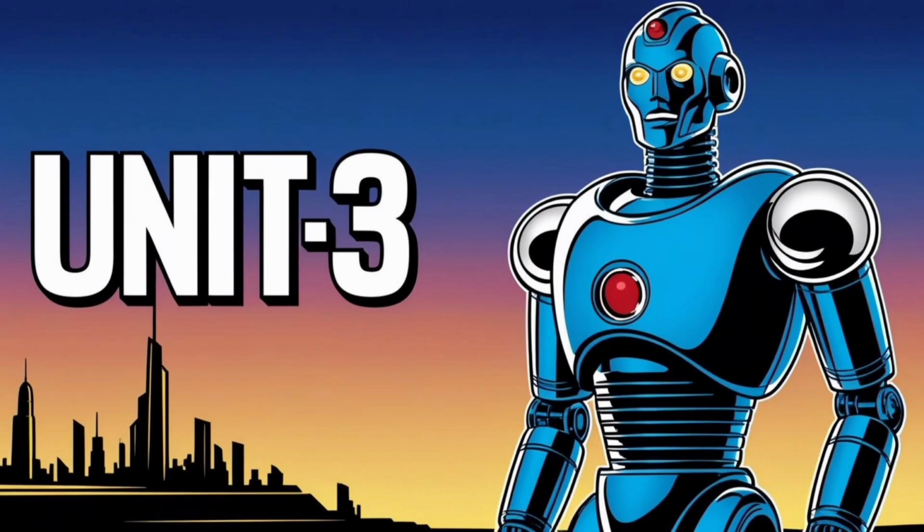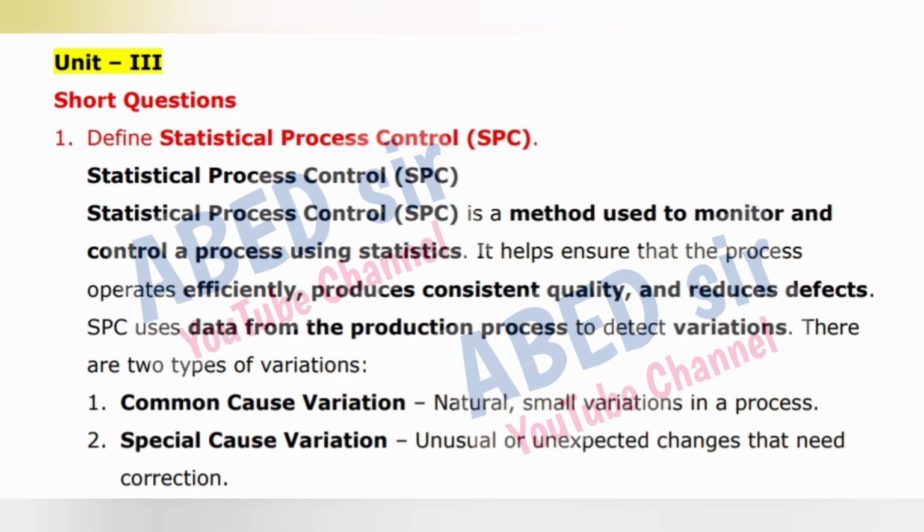Unit 3 first important short question is: define Statistical Process Control, SPC. Statistical Process Control, SPC, is a method used to monitor and control a process using statistics. It helps ensure that the process operates efficiently, produces consistent quality, and reduces defects. SPC uses data from the production process to detect variations. There are two types of variations.